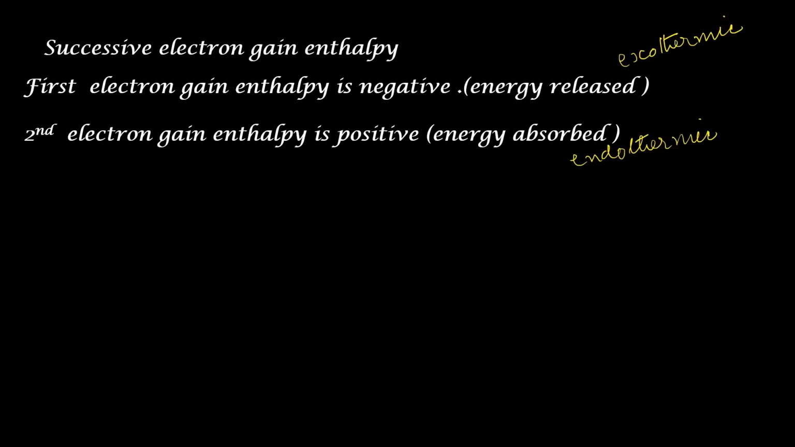We have already seen when the first electron is added to the neutral atom, it becomes an anion. When the second electron is added, it is added to the anion. So the anion repels further electron addition. So the second electron gain enthalpy becomes positive. That is, energy has to be supplied so that the anion can take in more electrons.